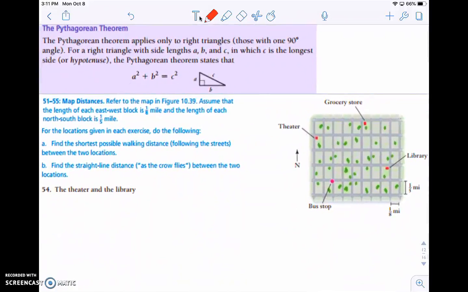When we're looking at triangles, especially right triangles, the Pythagorean Theorem, which only applies to right triangles, those that have a 90-degree angle, can be used very frequently, and hopefully is something that's in your brain. A squared plus b squared equals c squared, where c is the longest side of the triangle. It's opposite the right angle. We call that the hypotenuse.